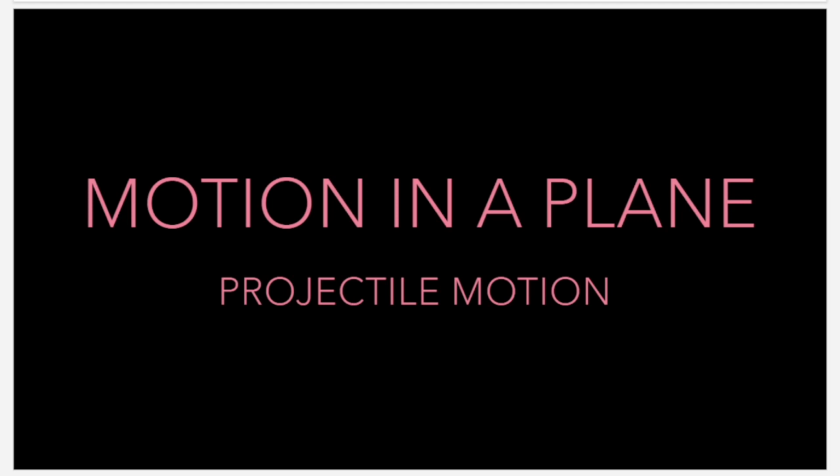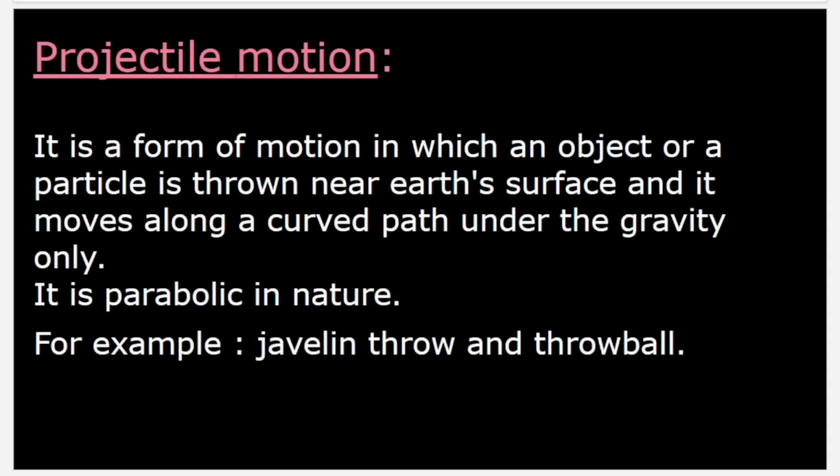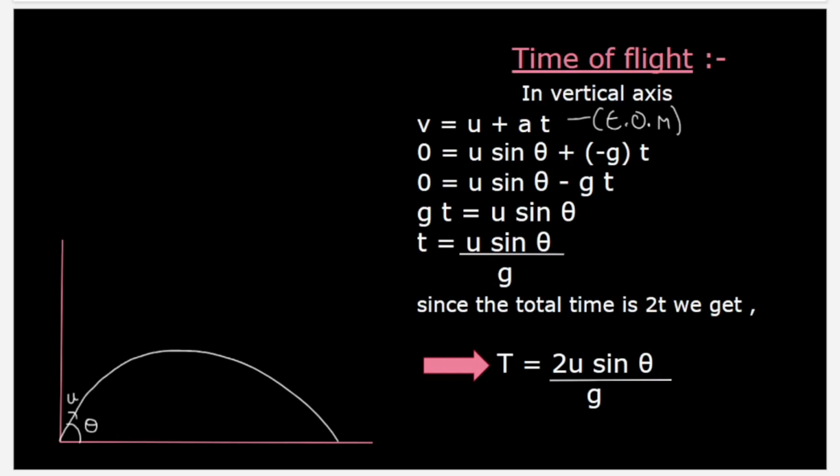So let's begin. Projectile motion. It is a form of motion in which an object or a particle is thrown near Earth's surface and it moves along a curved path under the gravity only. It is parabolic in nature, for example, javelin throw and throw ball. A ball is thrown along a curved path. This motion is called projectile motion and this shape is called parabola, and that is why it is parabolic in nature.